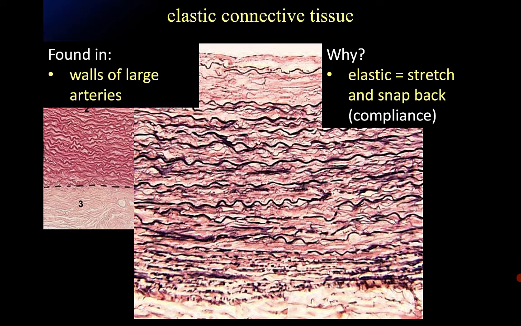So this idea of compliance in our vessels really relies on the elastic nature of our large, or what we sometimes call elastic, arteries. Now it ends up we have this in a couple of other locations. We do have this in the suspensory ligament of the clitoris or penis, which just kind of holds those things onto the symphysis pubis.